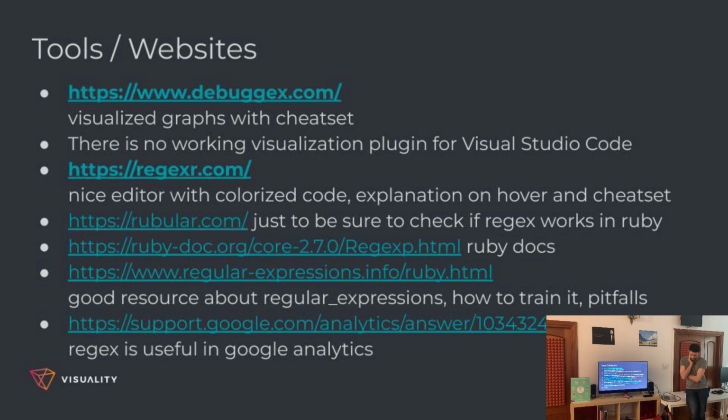I really admire the work of Regexper, which visualizes the graphs with the char sets of the regular expression. Their graphs were in the email example, for example. So here you have it. We don't have a visualization plugin for Visual Studio Code. I feel it's lacking, and a nice editor with colorized code is regex101.com. We can save it also and make some examples to test it against some patterns. And Rubular is just to be sure it's compatible with Ruby. So we have some smaller distinctions between Perl and other regular expressions.